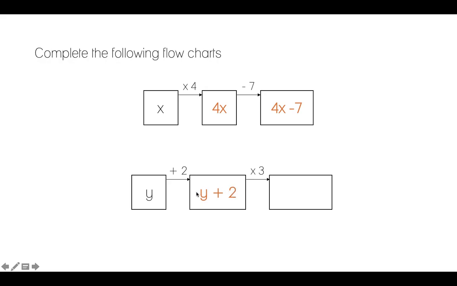But instead of writing this as 3y plus 6, because we've multiplied them both by 3, we're going to put 3 outside the bracket and write y plus 2. Remembering that this means multiplying by everything inside the bracket.